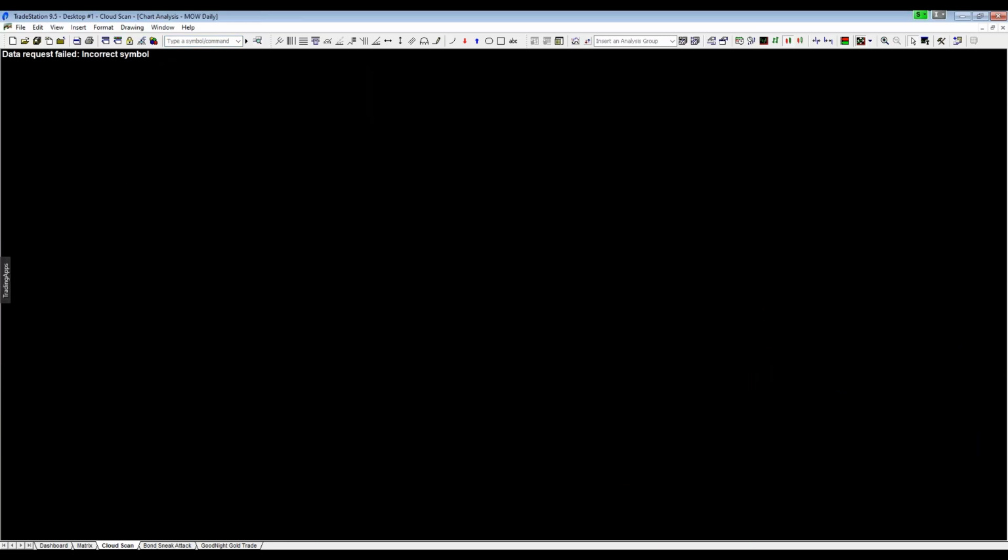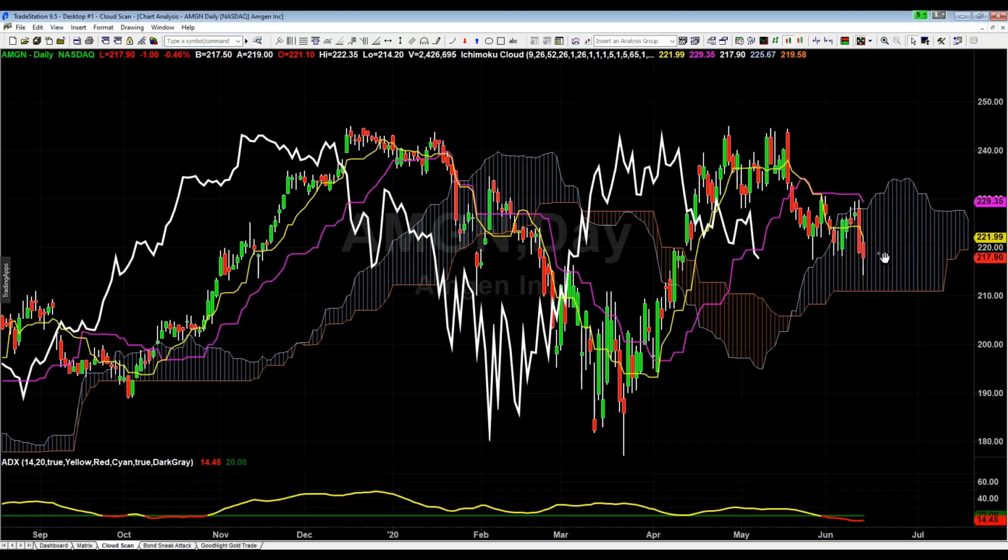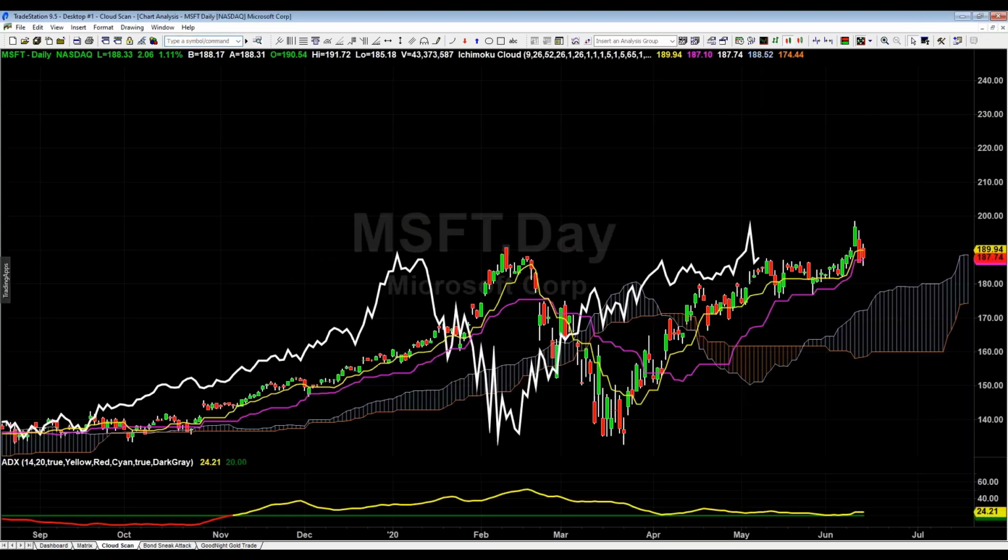MOW doesn't look like much. Amgen, in the cloud, leave me alone. MSFT, Microsoft, good looking long, stop, I would say 180, target 220.